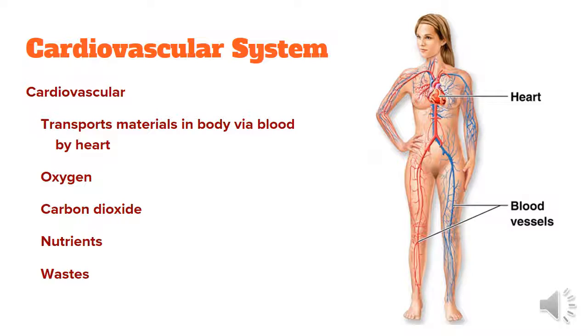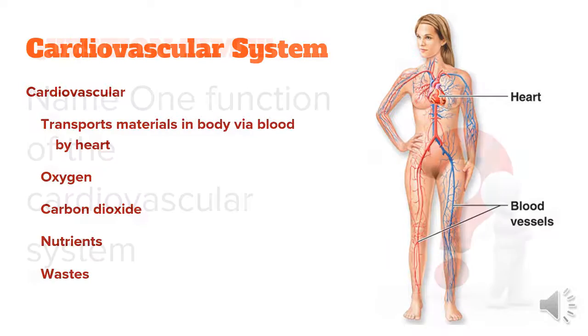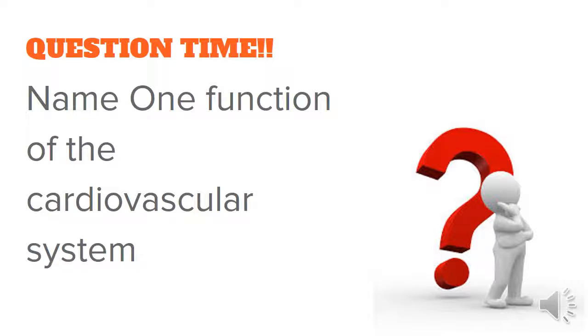So let's start with the cardiovascular system. You have the heart and the blood vessels. They transport materials using the blood. So they transport oxygen, carbon dioxide, nutrients, waste. It's a very efficient, important system. Okay, so take 1 second, name one function of the cardiovascular system.